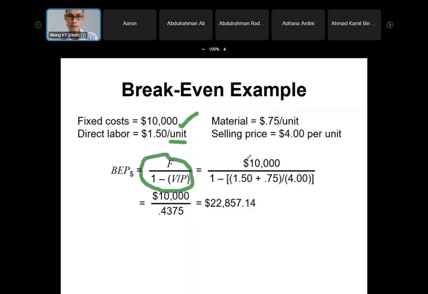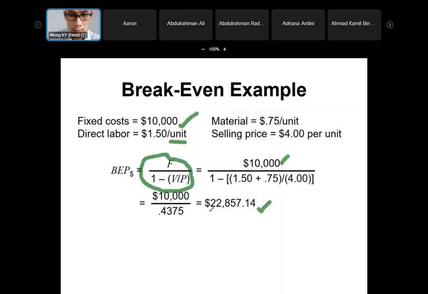So what is F? F is fixed cost, so 10,000. And then 1 minus variable cost. In this case, variable cost consists of two elements, right? It's the labor cost and the material cost. So it means 1.5 plus 0.75, so you get 2.25. So 2.25 divided by P, yeah? P is the selling price, $4. If you calculate, you get this. So this is the break-even point in dollars.